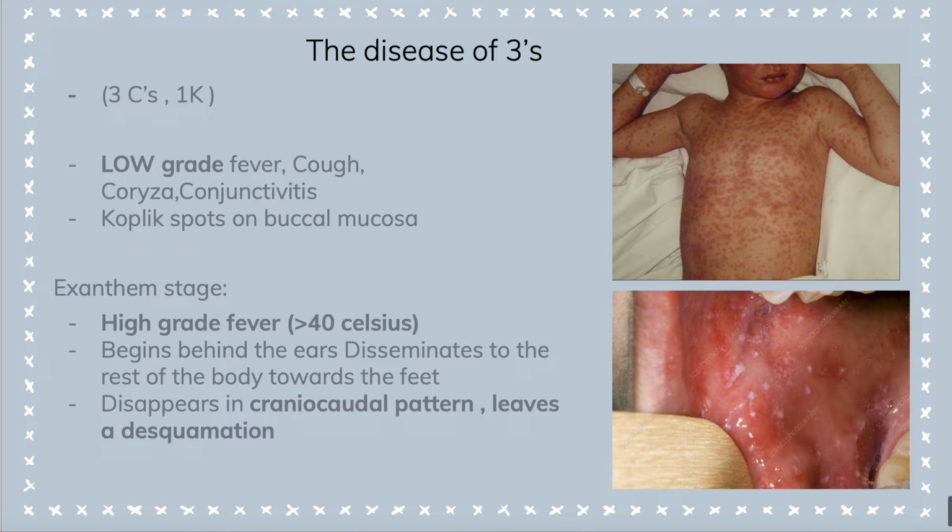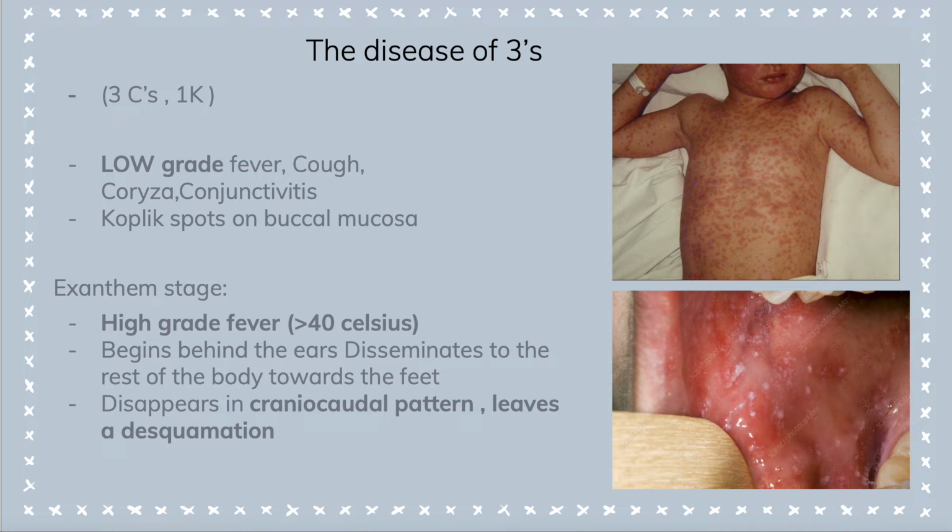Okay, so measles, I call measles the disease of 3. Why? Because they come with 3 C's that start 3 days before the rash. Okay, so what are these 3 C's and 1 K? The 3 C's are cough, coryza, and conjunctivitis, along with a low-grade fever. The K is Koplik spots, which are found on the buccal mucosa, as you can see in the picture down here. These are considered pathognomonic for measles, although they're a bit hard to recognize clinically, but if seen, they're pathognomonic.